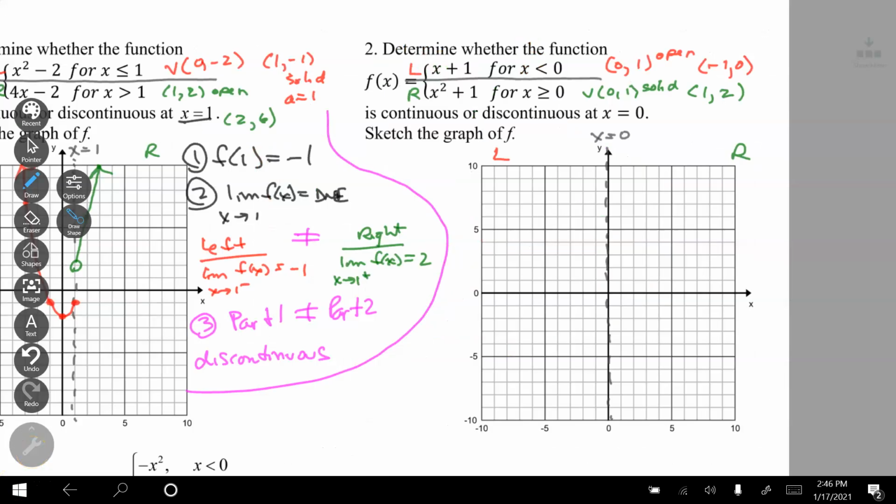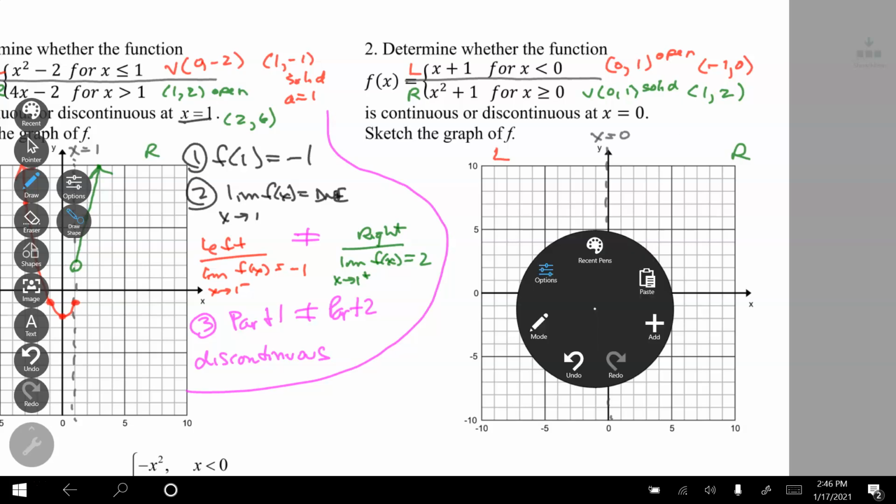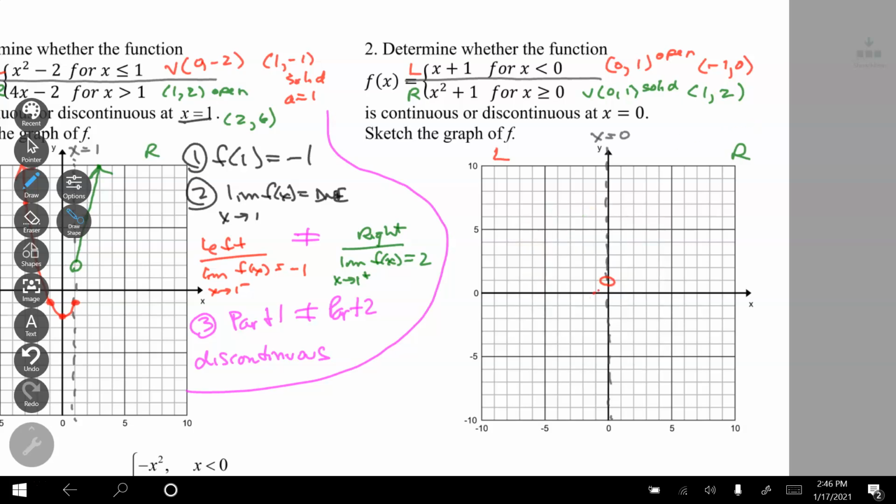So number 2 is again 2 pieces, a left and a right piece at x equals 0. My left piece is a line. I plugged in 0, I got 0, 1, but it's not including 0, so it's an open dot at 0, 1. And I can plug in any numbers left of 0. I plugged in -1. And I can get all of these. This is what the graph looks like on the left side.